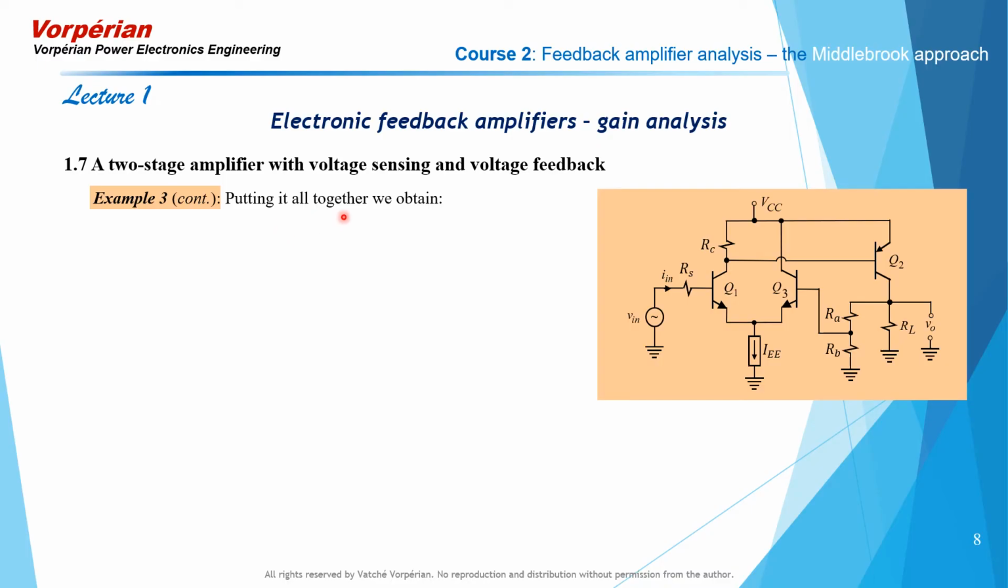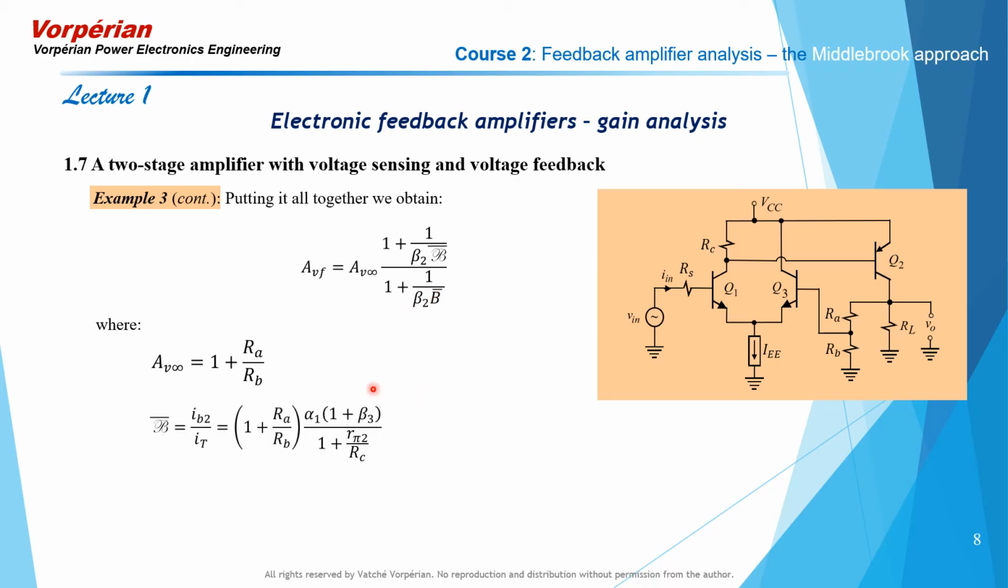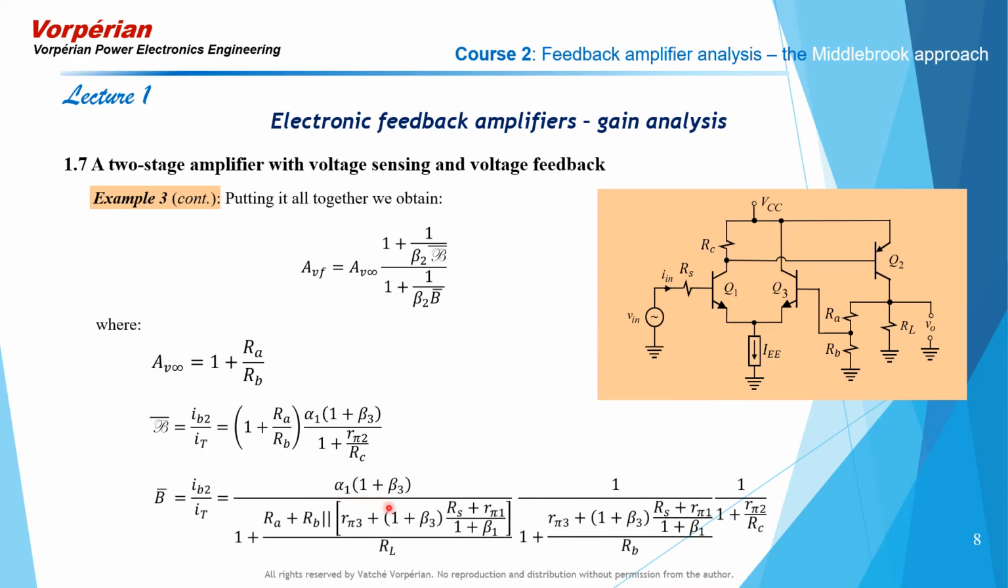And putting it all together, we obtain the closed loop gain of this feedback amplifier given by the feedback formula, in which the ideal closed loop gain is given by 1 plus RA over RB. The null inverse gain is given by this expression here, and the inverse gain with the excitation set equal to 0 is given by this expression. The closed loop gain has been completely determined.